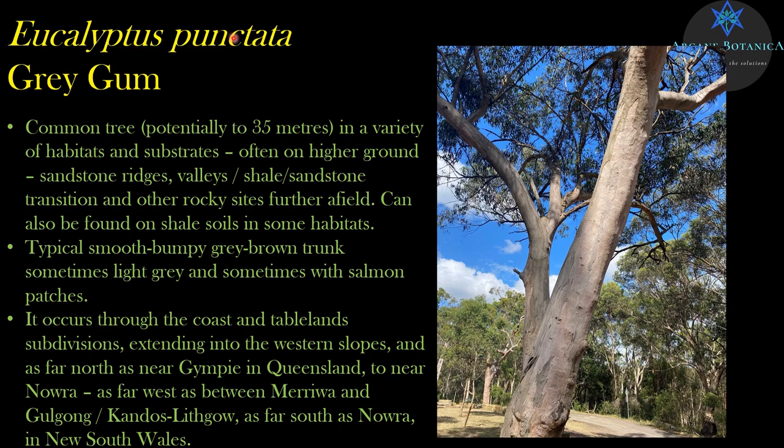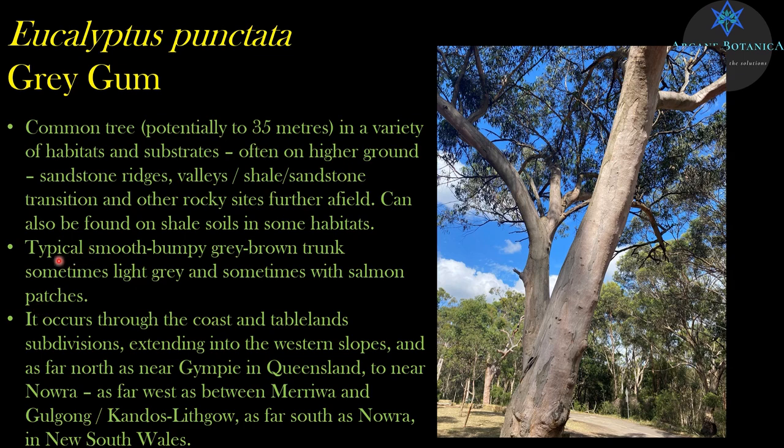Punctata, another gum, another sandstone gum, but it also gets on much different substrate. If you're on the Sydney sandstone, you're going to see it. But it also gets into valleys, shale-sandstone transition, other rocky sites. It really does love the rocky higher grounds in a lot of parts of New South Wales. It can also be found on shale soils in some habitats, so just straightforward shale.